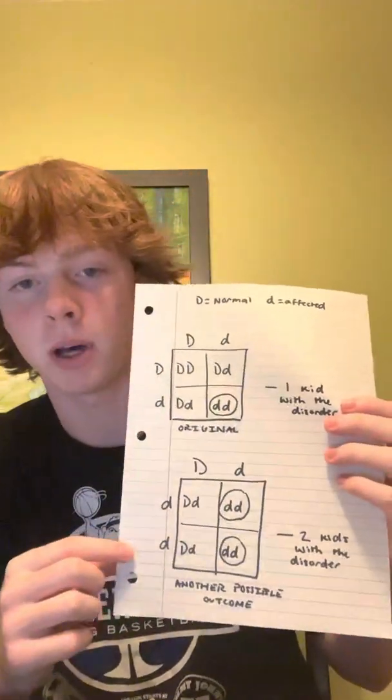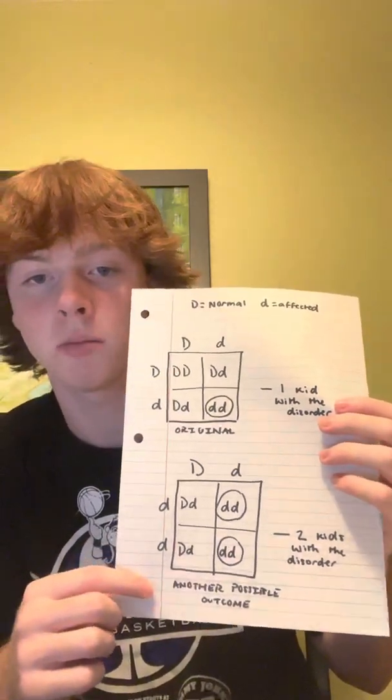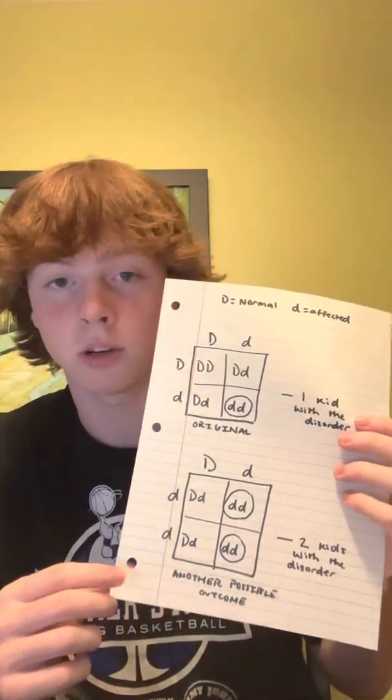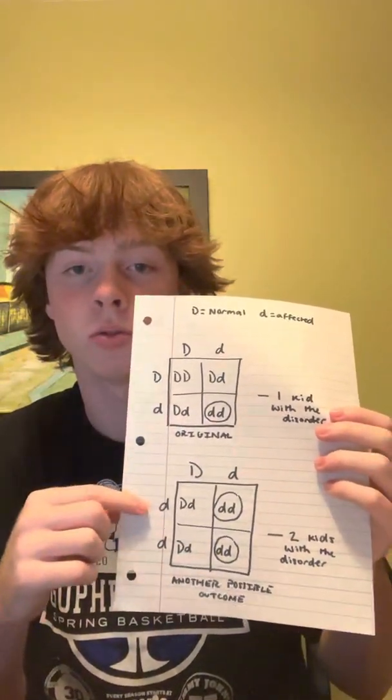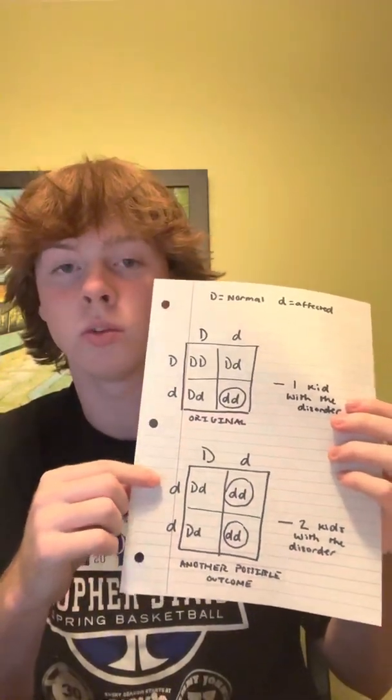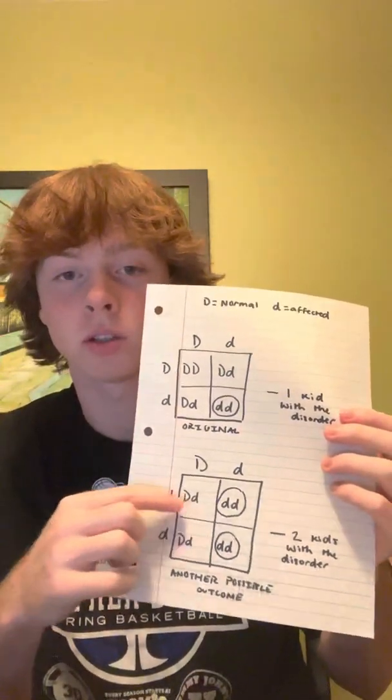As you can see here on the bottom, this is another potential outcome. In this one, there's two kids with the disorder due to two cases of two affected alleles coming together. If you were to have another child, there would be a 1 in 1,250 chance that if you had another child, they would have the disorder as well.